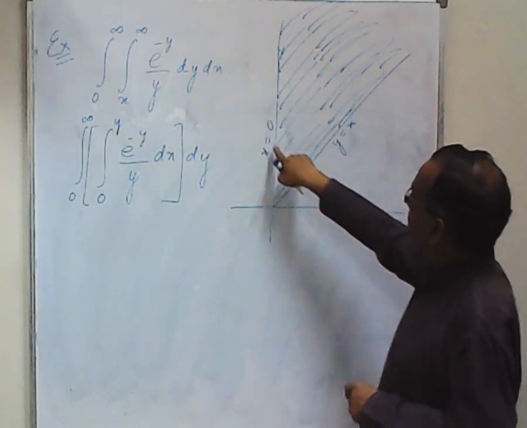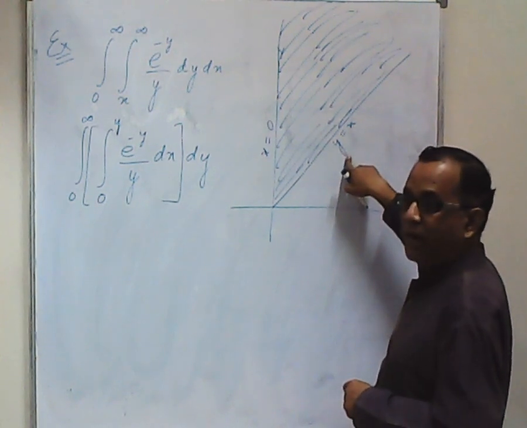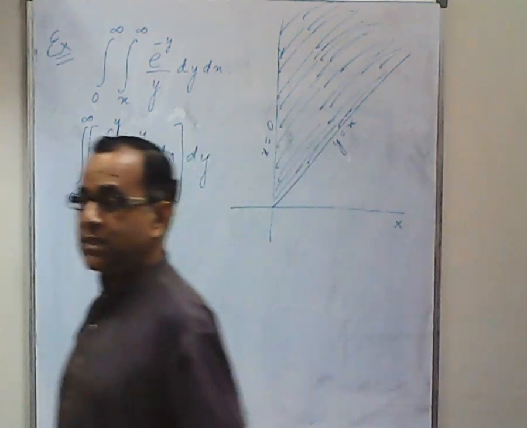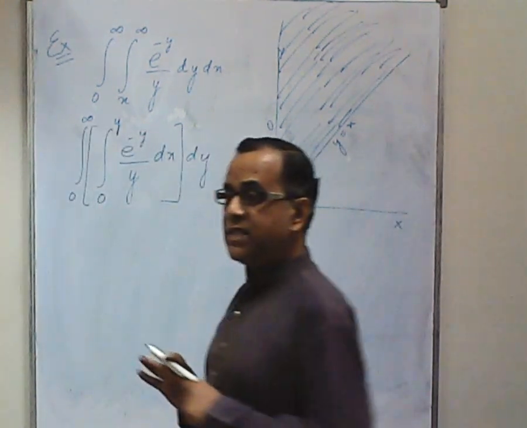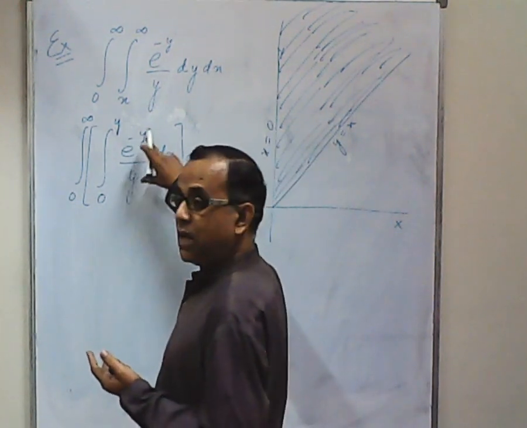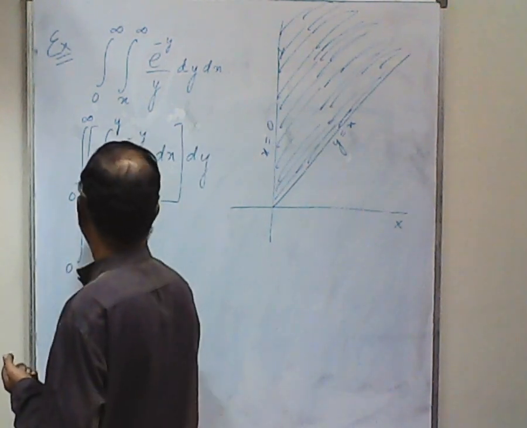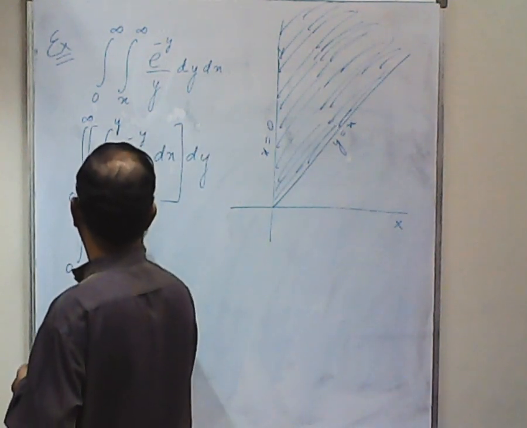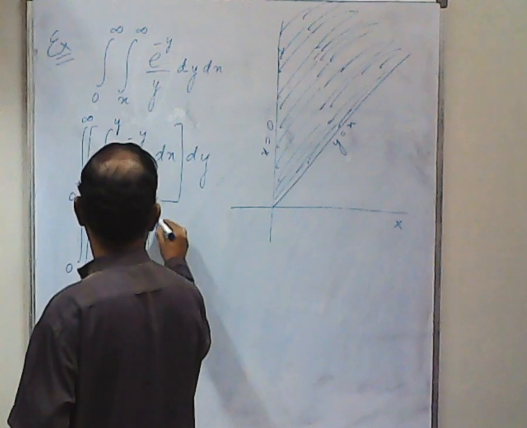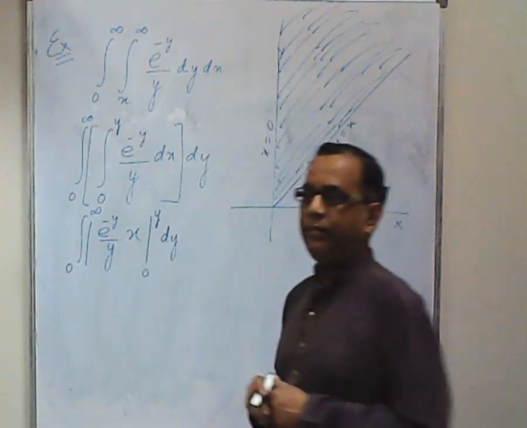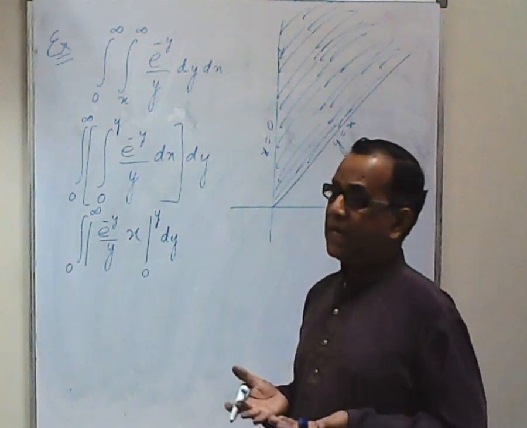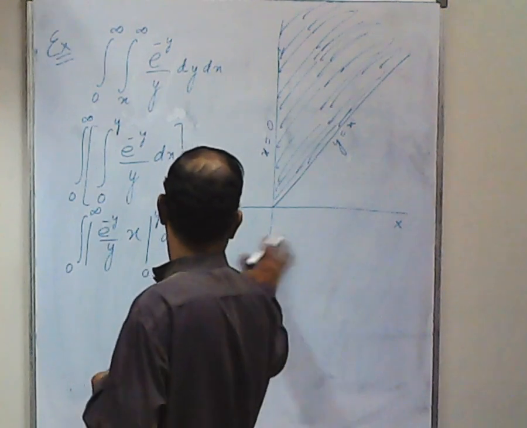Because the values of x are from 0 to y. Here x equals y, here x equals 0. So now I have the limits of x. And now I can integrate this term easily, because with respect to x, this whole term is a constant. So when I integrated this term, I got e power minus y upon y into x, substituting the limits 0 to y, dy. Straightforward integration with respect to x, which was not possible with respect to y.